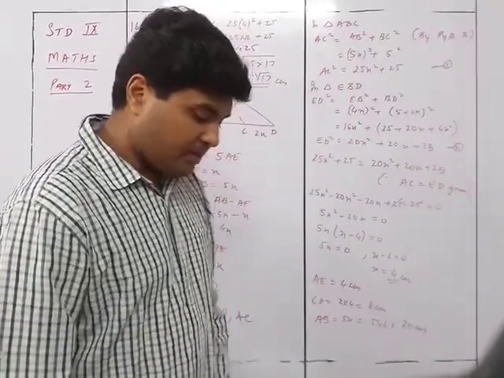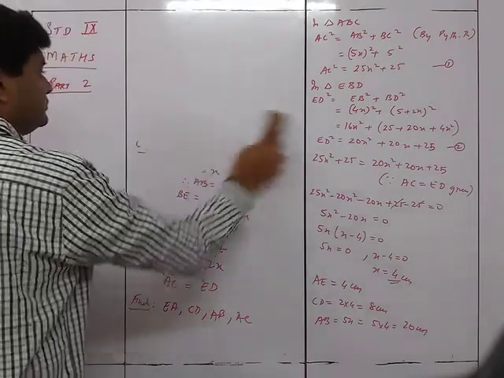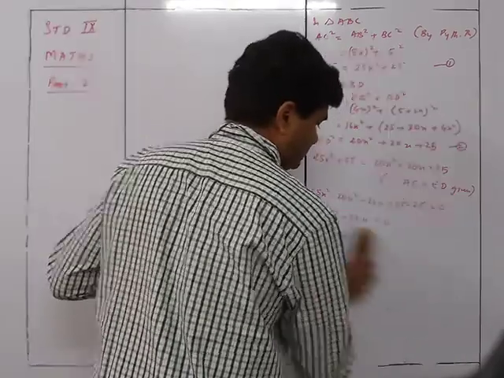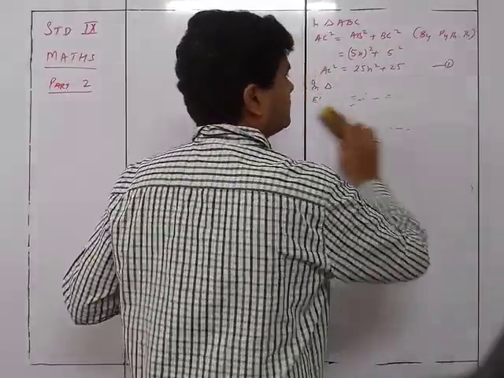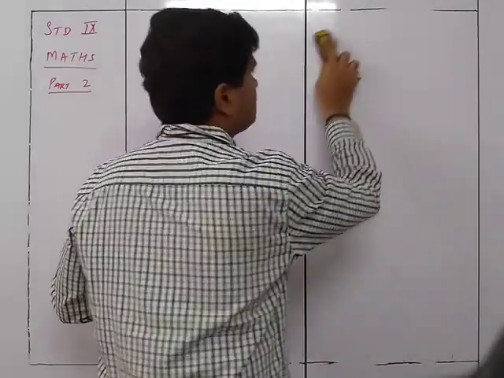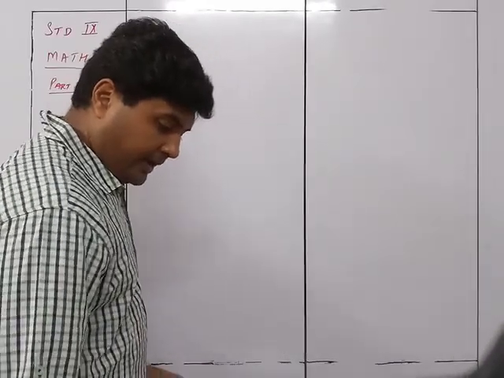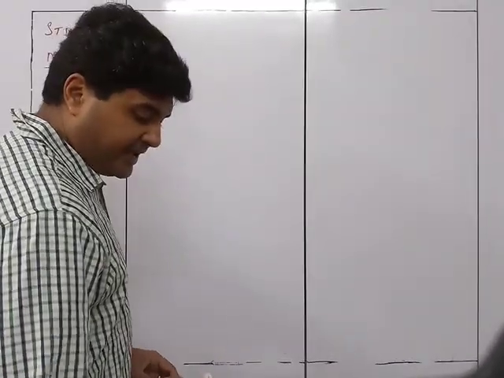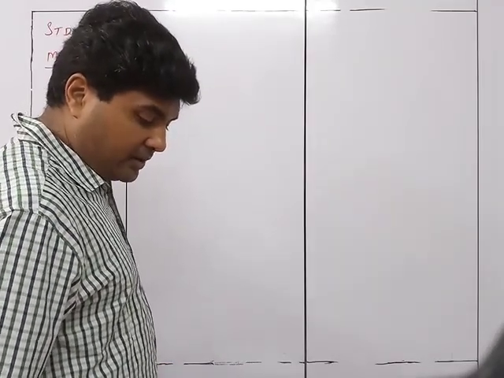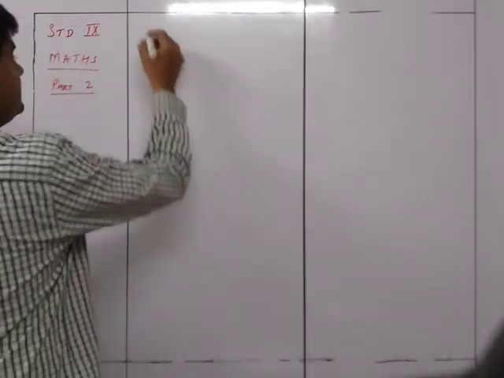Now move on to sum number 17. ABC is a triangle. AB is equal to AC, equal to X, and BC is equal to 10. Find the area of the triangle. If the area of the triangle is 60 centimeters square, find X. So that's the 17th sum.